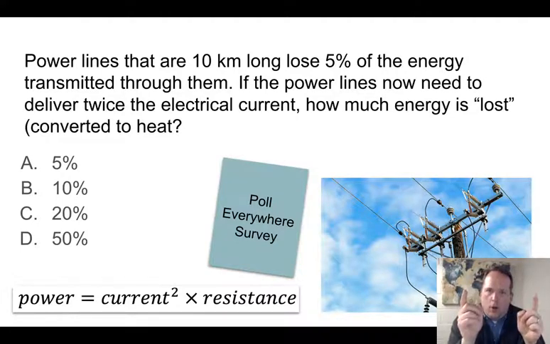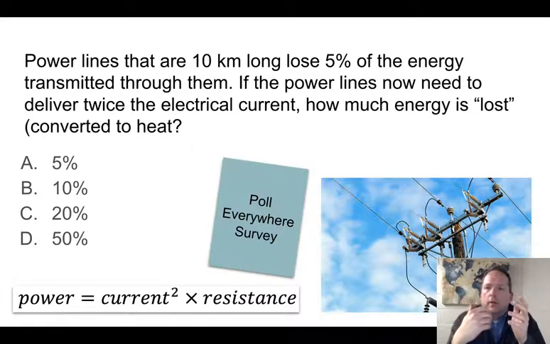If you take the same wire, don't change the length, but now ask it to deliver twice as much current, the power lost is actually proportional to the square of the current. So if you're losing 5%, and you double the current, doubling the current squared means you now lose 4 times as much energy. So it's about 20% of the energy that would be lost in that situation.